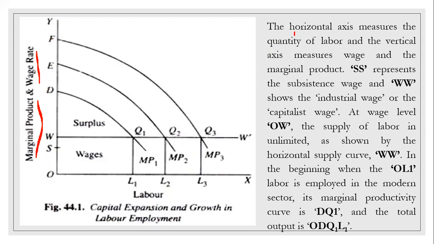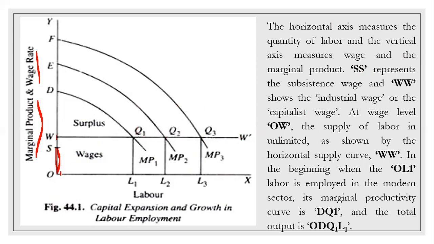See the explanation of the theory. The horizontal axis measures the quantity of labor and the vertical axis measures wage and the marginal product. SS represents the subsistence wage. And WW shows the industrial wage. See, the industrial wage is somewhat higher than the subsistence wage.